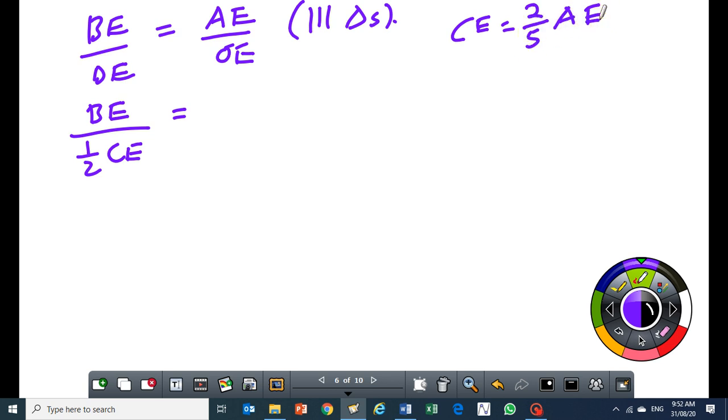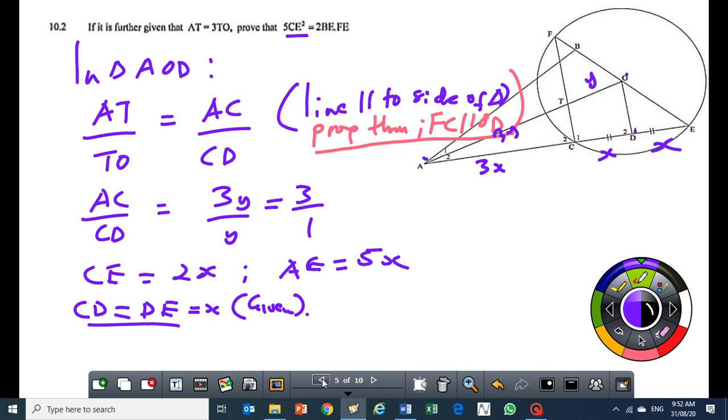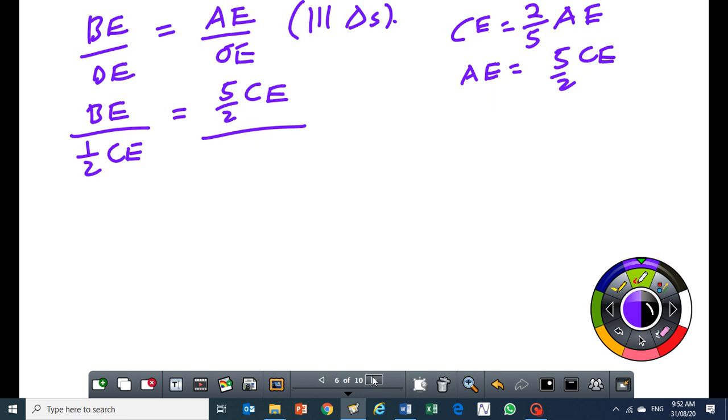So what this means is AE will be equal to 5 over 2 CE. So that will be 5 over 2 CE over. Right. Can I have your attention? The OE is half of FE. Right, but let me write it down here. OE is equal to half of FE. The reason: diameter is equal to 2 times radius. Okay? So where there is OE, I can put half FE.